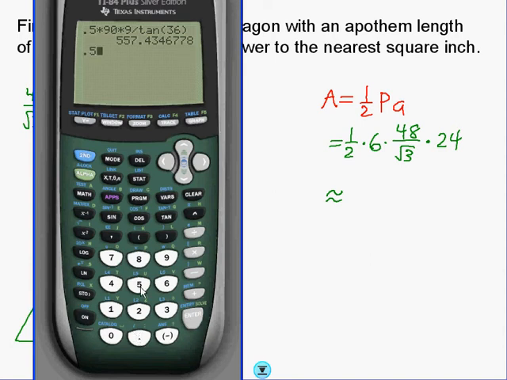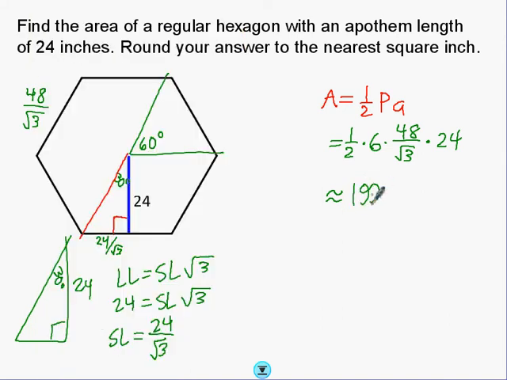0.5 times the perimeter, which is 6 times 48, divided by the square root of 3. Need to close that off. Oops. Or just get from underneath it, times 24. We'll say about 1995.3 square inches.